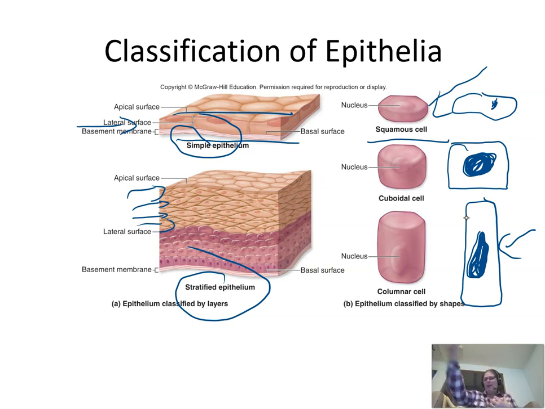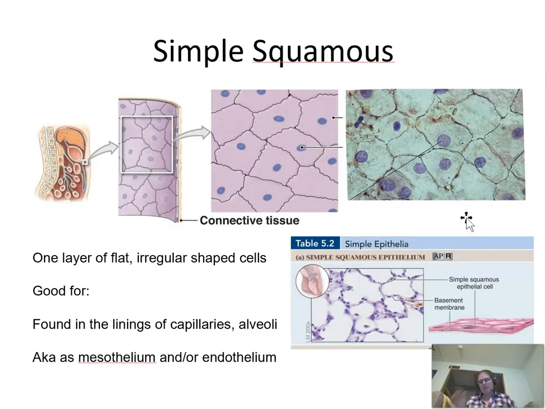Or the more it can bring in. So when you're getting into your columnar, they're probably going to be moving things more, secreting things. Cuboidal will also help, maybe not as much. And these squamous ones, they're not going to be secreting anything, right? That's not their job.